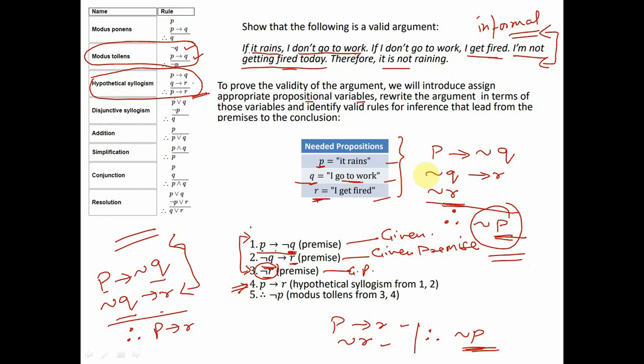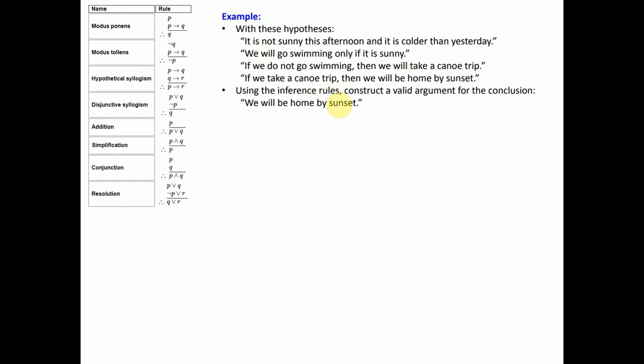Let's see another example. It is not sunny this afternoon and it is colder than yesterday. We will go swimming only if it is sunny. If we do not go swimming, then we will take a canoe trip. If we take a canoe trip, then we will be home by sunset. Using these inferences, we have to verify the conclusion, we will be home by sunset. So we will once again begin by identifying the propositions.